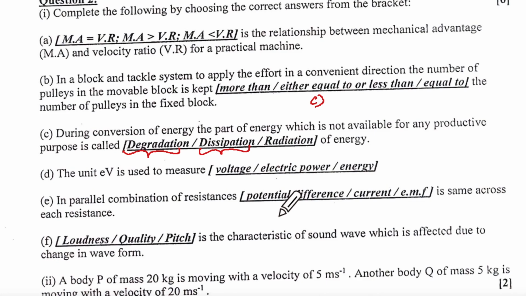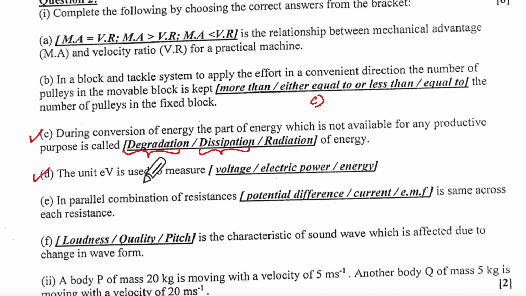A part of this energy, degraded energy, while transforming energy from one form to another desired form, the entire energy does not change into the desired form. A part of this energy changes either to some other undesirable form, usually heat due to friction. This conversion of energy to an undesirable form is called dissipation of energy. Okay, so dissipation is correct. And dissipation of energy takes place as a result of degradation. So right over there, C is dissipation.